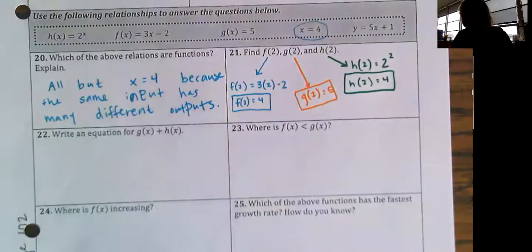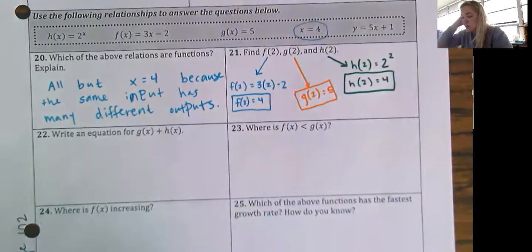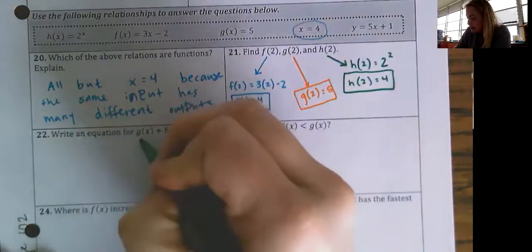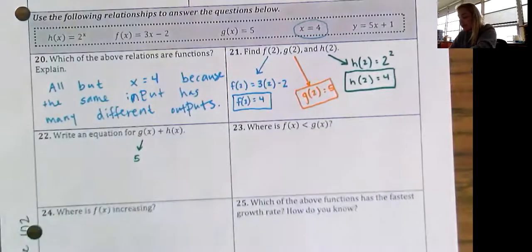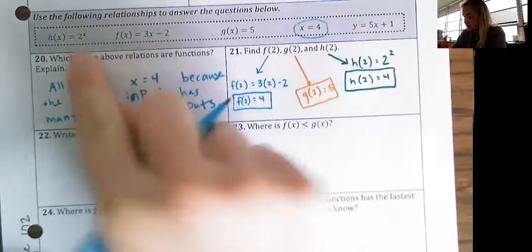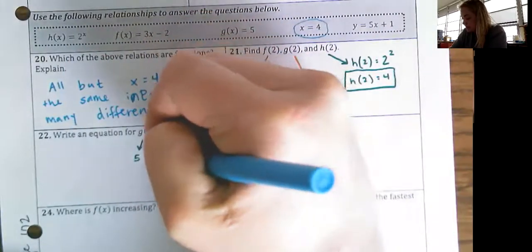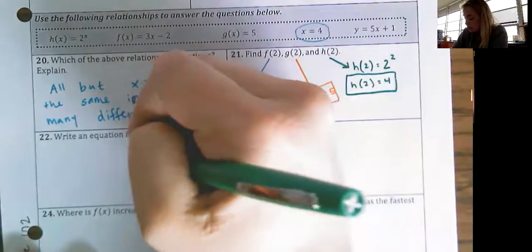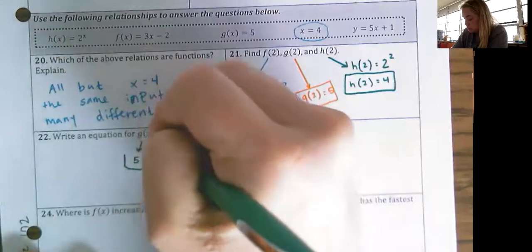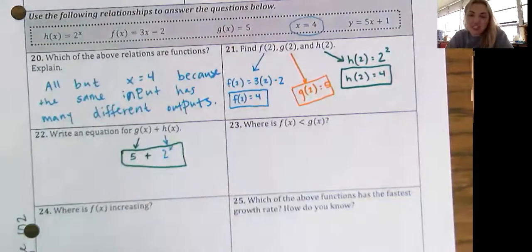Okay, write an equation for g of x plus h of x. Well, I know that g of x is 5 and h of x is 2 to the power of x. So if I'm just adding those, that's literally just my answer, 5 plus 2 to the power of x.